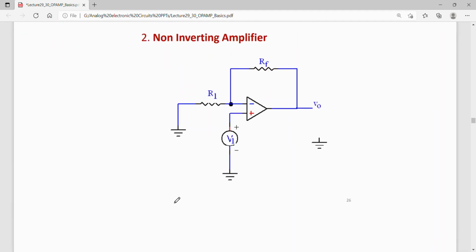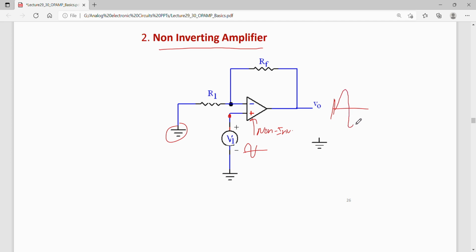Now similarly, if I connect the input on the non-inverting terminal, so this is my non-inverting terminal, then this becomes a non-inverting amplifier. And the inverting terminal has to be grounded. Earlier I had connected the input here, but now this is connected to ground and the input is connected to the non-inverting terminal. So this becomes a non-inverting amplifier, that is, the output will be in phase with the input. Whatever input I apply, the output will be in phase.